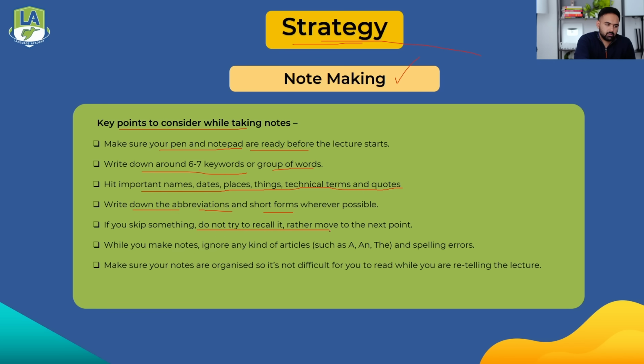If you skip something, don't try to recall it. Do not worry about articles or spellings. Make sure you take the notes in an easy and neat and clean manner so that you don't have any issues while typing in your response.